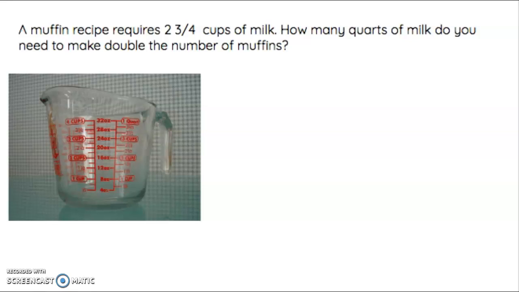Let's try a story problem. This story problem says, a muffin recipe requires 2 3/4 cups of milk. How many quarts of milk do you need to make double the number of muffins?